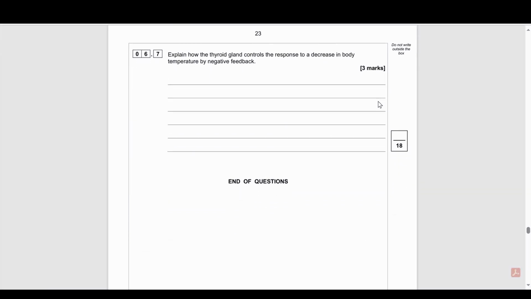6.7. Explain how the thyroid gland controls the response to a decrease in body temperature by negative feedback. Well, response to a decrease in the body temperature is going to then cause an increase in the body temperature as a result. But we're dealing with negative feedback now. So negative feedback is essentially the counteracting of a change that's occurred previously.